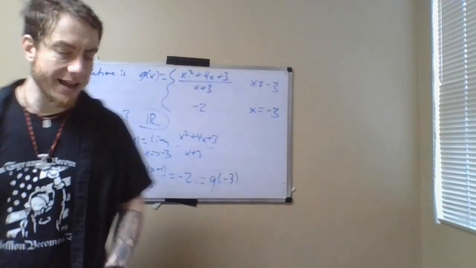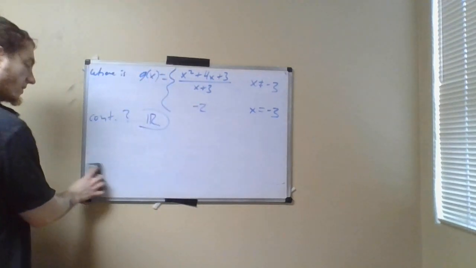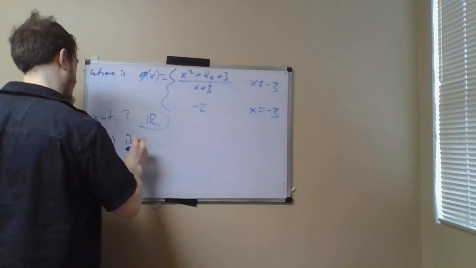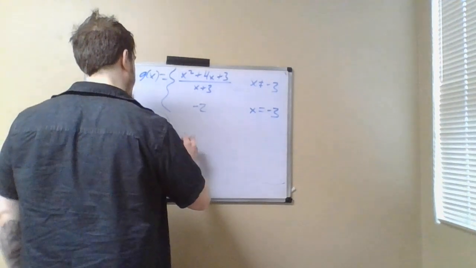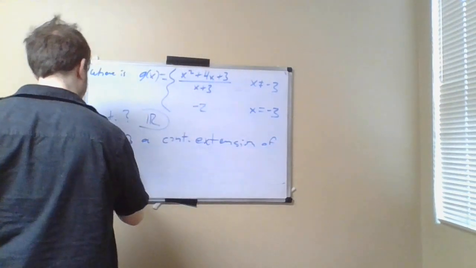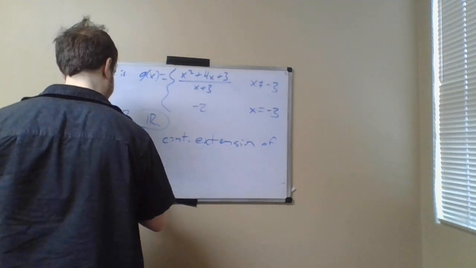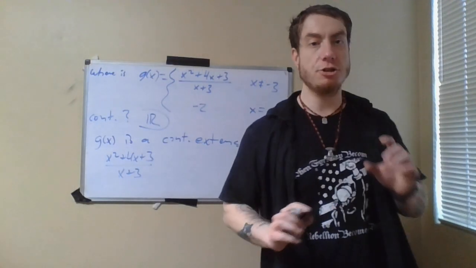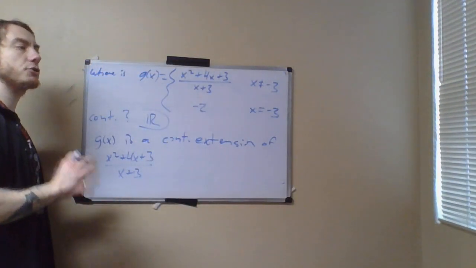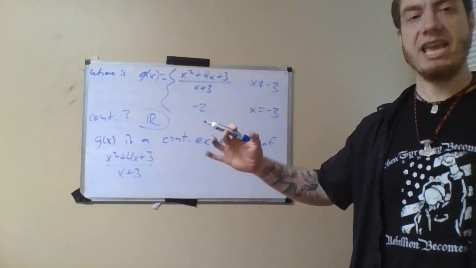So what we can actually say here is that g of x is a continuous extension of x squared plus 4x plus 3 divided by x plus 3. What do we mean by an extension? An extension of a function is a function that is equal to our original function on its domain, but it has a new, larger domain.